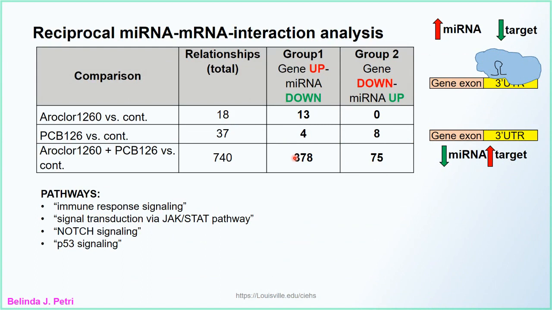We can also look at what pathways were associated with these reciprocal relationships, and it included immune response signaling, signal transduction via the JAK-STAT pathway, Notch signaling, P53. Now, these first three are definitely associated with changes in non-alcoholic fatty liver disease.